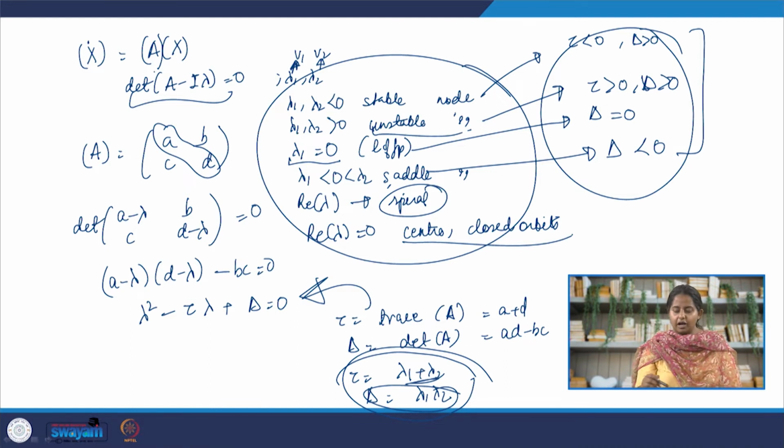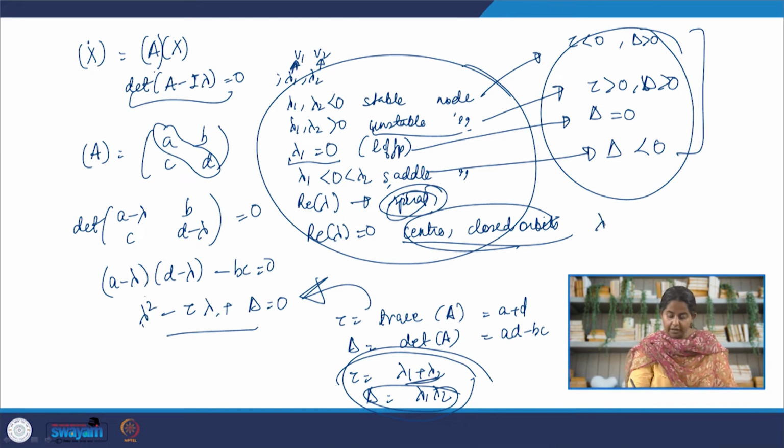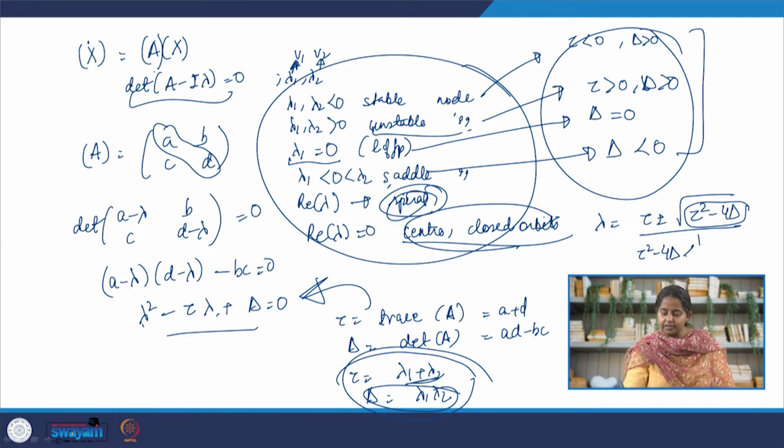To make clearer how the system will behave, so when will it be a spiral, when will it be a center, let us go back to our quadratic equation. Lambda squared minus tau lambda plus delta is equal to 0. The solution to this is given by tau plus minus the square root of tau squared minus 4 delta, divided by 2, Sridharacharya's rule. If what is inside the root, tau squared minus 4 delta, is less than 0, then eigenvalues 1 and 2 will become complex. If tau squared minus 4 delta is less than 0 but tau is not 0, then we are dealing with complex eigenvalues. If tau is 0, then we are dealing with purely imaginary eigenvalues.